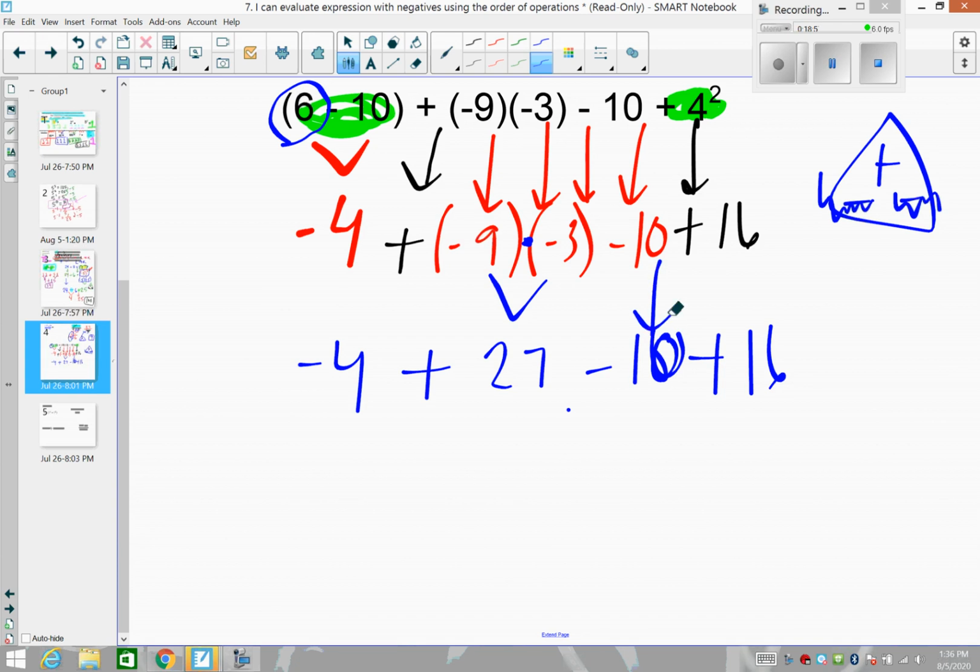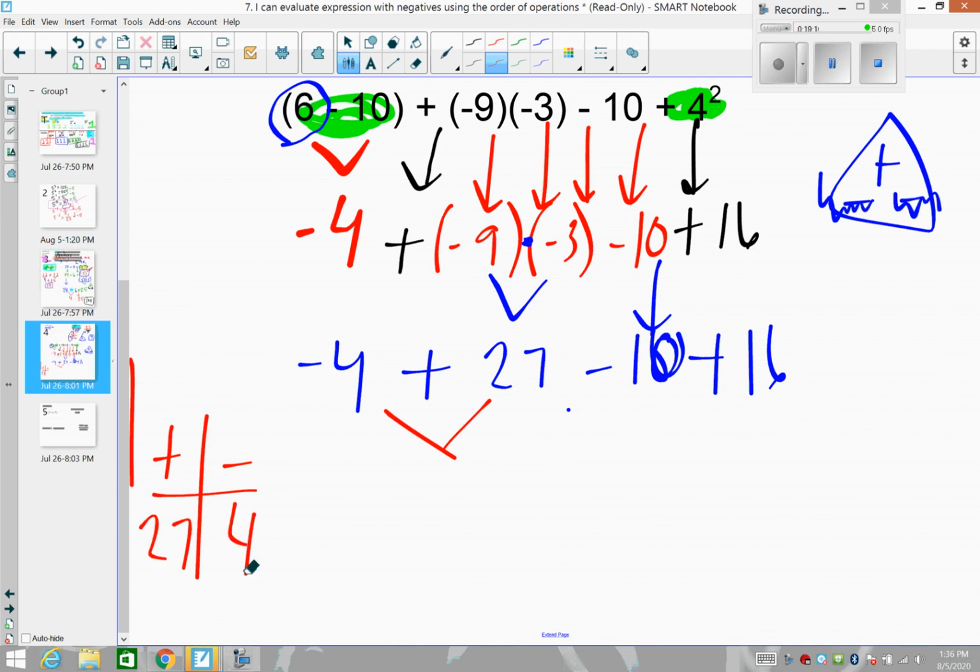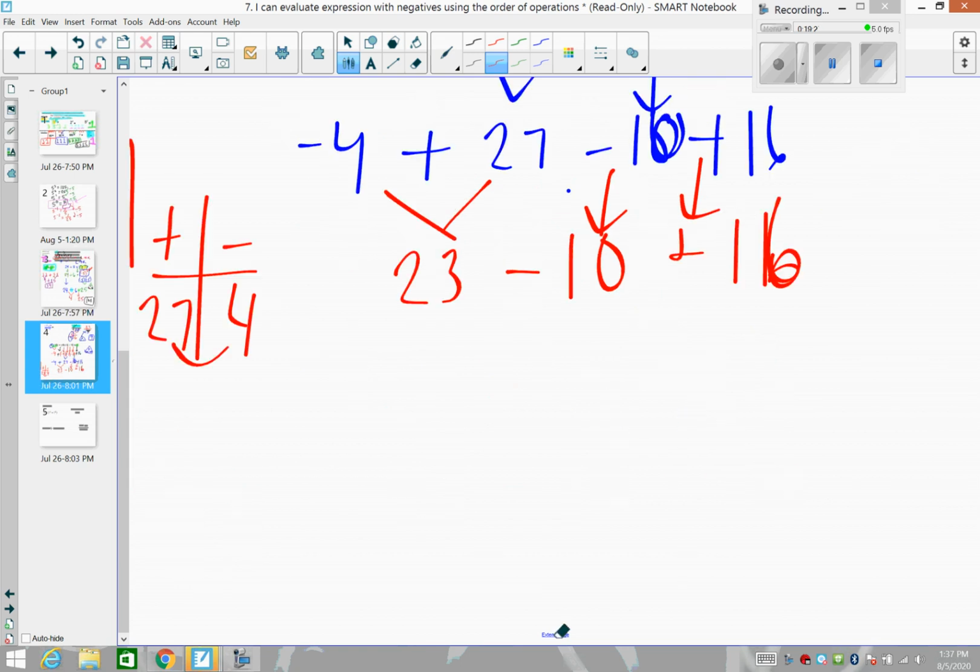Okay. Now, addition and subtraction are tied, so we work left to right. So for this problem here, I'm going to tug of war that. I have 27 players on team positive. I have 4 players on team negative. Who wins? Team positive does. How many extra players? 23. Drag it down, drag it down, drag it down.